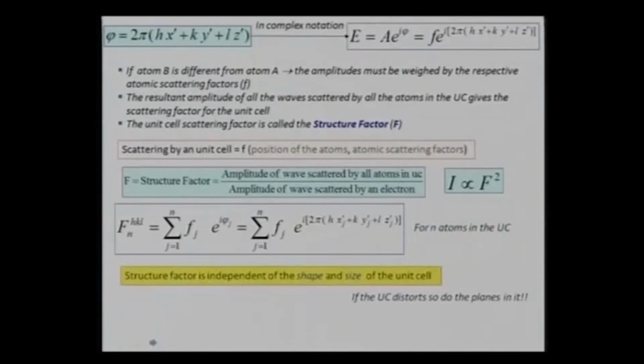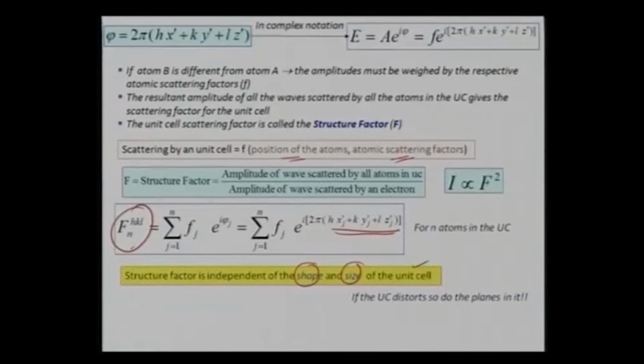Then coming on to the next part of it, I see that my overall structure factor is not dependent only on the positions of my atoms which are there in the unit cell. So I can see that structure factor is independent of the shape and size of the unit cell. It just depends on the location or the positions of atoms and what their atomic scattering factor is. So that part we can clearly see from this particular part.